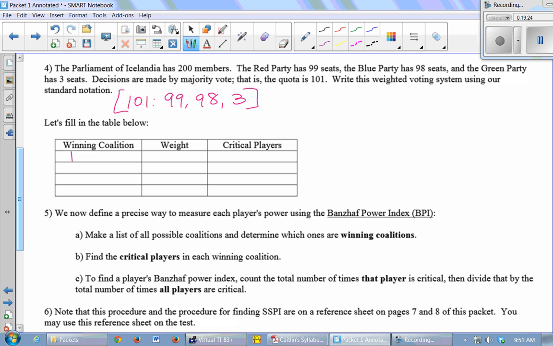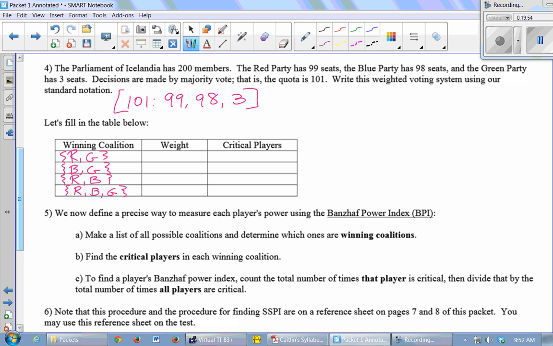Red and green, blue and green, and red and blue. If they agree, then they meet the quota and form a winning coalition. So that's all the 2-player coalitions. Then obviously the 3-player coalition, if all 3 parties agree, red, blue, and green, is also a winning coalition.